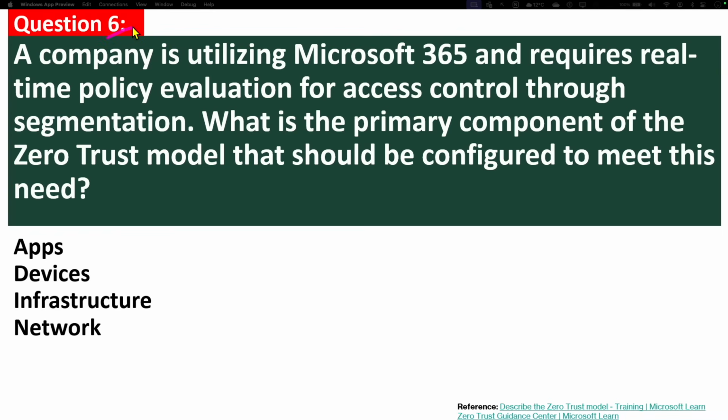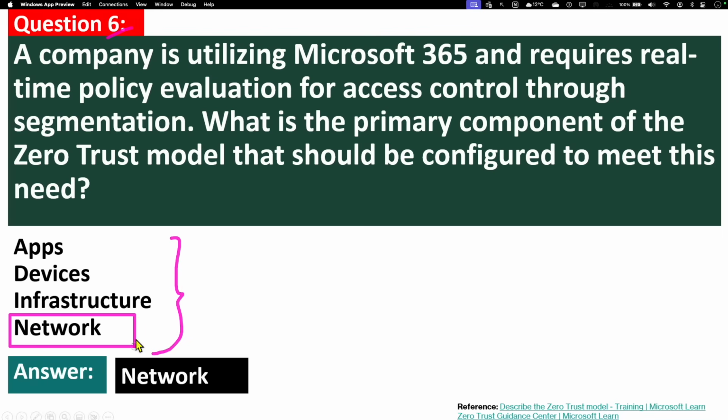Question number 6. A company is utilizing Microsoft 365 and requires real time policy evaluation for access control through segmentation. What is the primary component of the zero trust model that should be configured to meet this need? Let's pause to see if we can come up with the right answer. The correct answer is network.